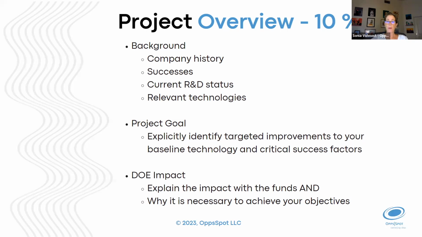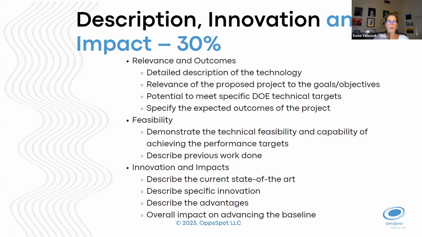And with this money, what's going to be the impact to the DOE? And explain that and why it is necessary to achieve those objectives that you've outlined to create that impact. So when you're describing the innovation and the impact, keep in mind what's the relevance and what are going to be the outcome. So a detailed description of your technology, your objectives, how you are going to meet those targets, and what are going to be your expected outcomes.